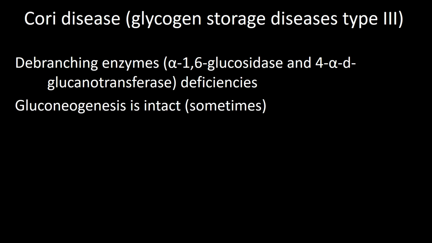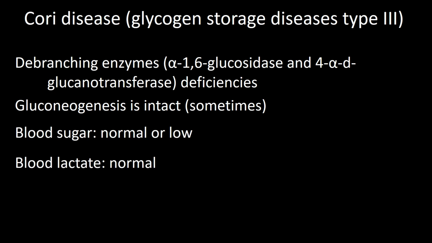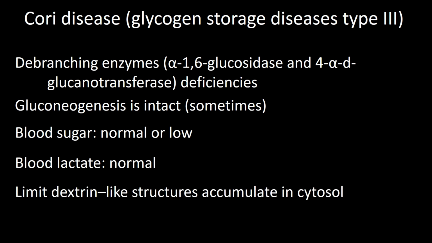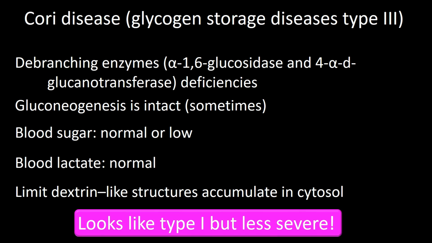Gluconeogenesis is intact, blood sugar normal, blood lactate normal, limit dextrin-like structures accumulate in the cytosol of different cell tissues. Patients with this condition resemble patients with von Gierke disease but less severe.